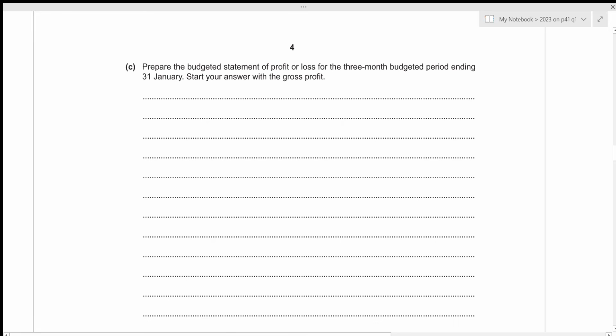Now for the third part, we need to prepare the budgeted statement of profit or loss for the 3-month budgeted period ending 31st January. We need to start our answer with the gross profit. Okay, so we just need to prepare the statement of profit or loss for the 3 months, that's November, December, and January. And we have to start with the gross profit.